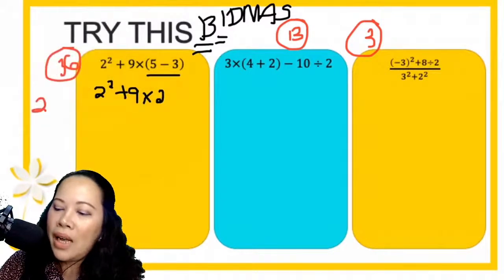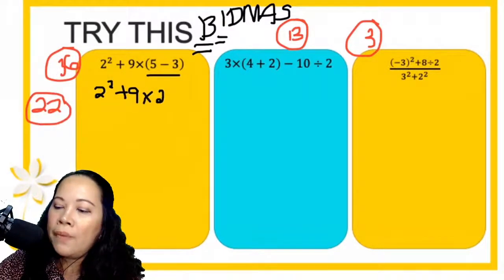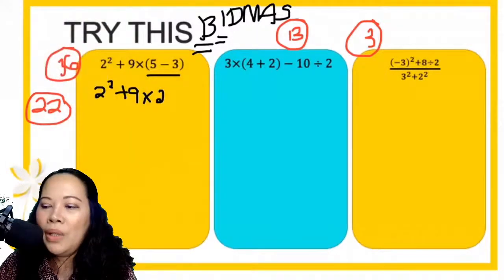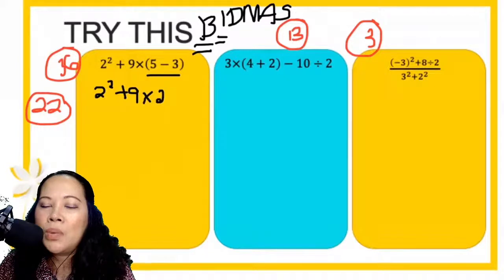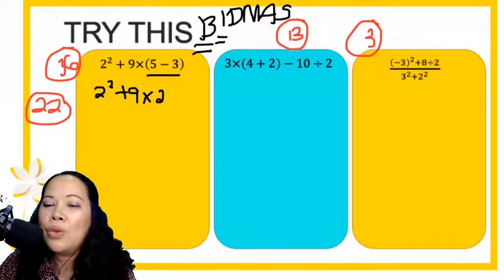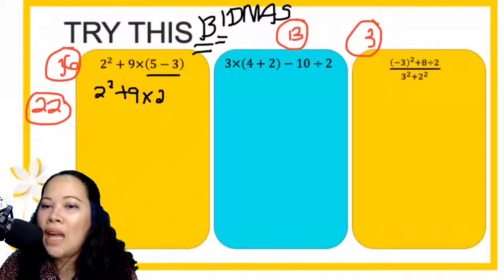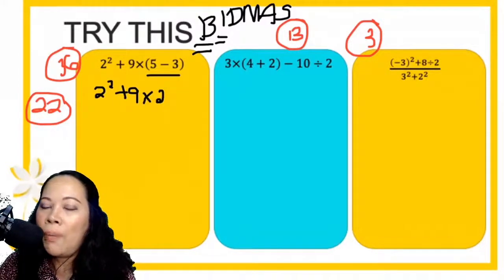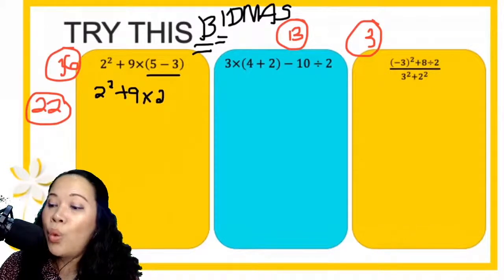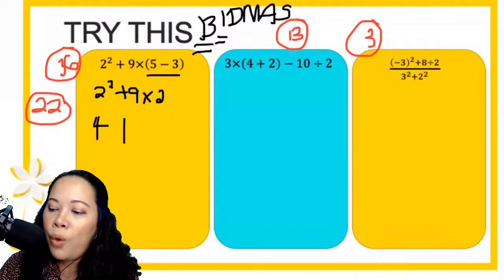Let's just write your answer as well, Maha Blanca. We would know. Okay, so 5 minus 3 is inside the bracket. According to BIDMAS, we have to do the brackets first. So 5 minus 3 is 2. Then after B is I, which is an index. The only one that we have an index here is the one with the power of 2. So 2 squared, or 2 to the power of 2, is actually 4. So 4 plus 9 times 2.